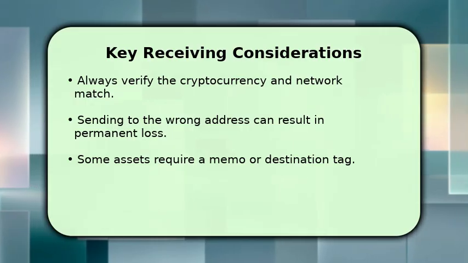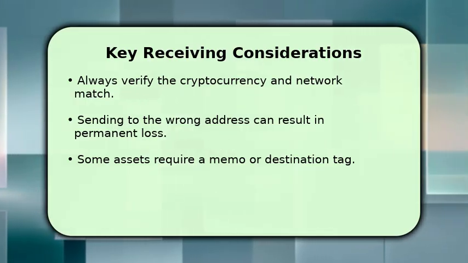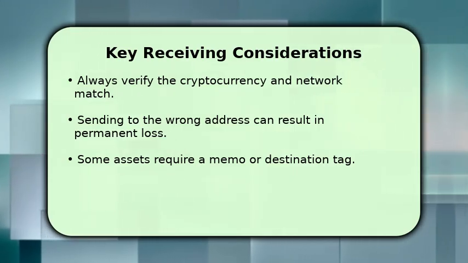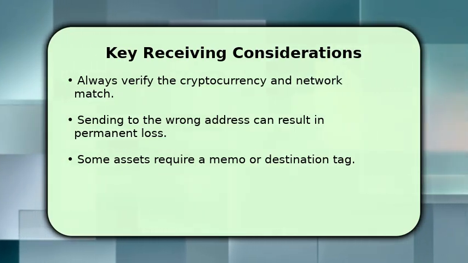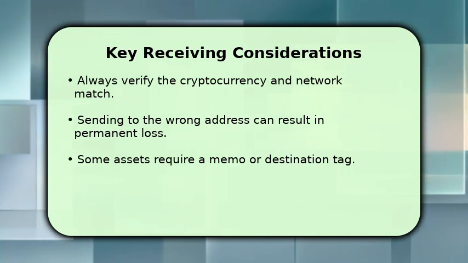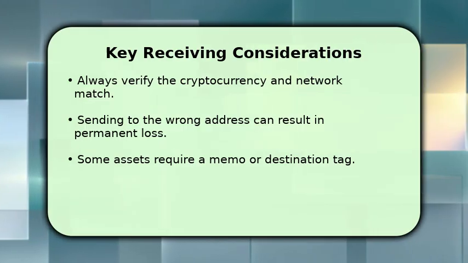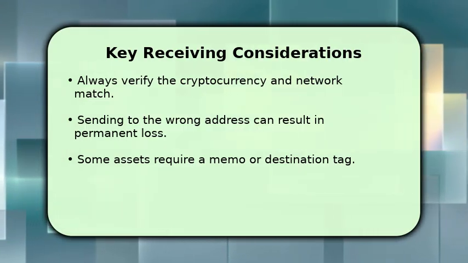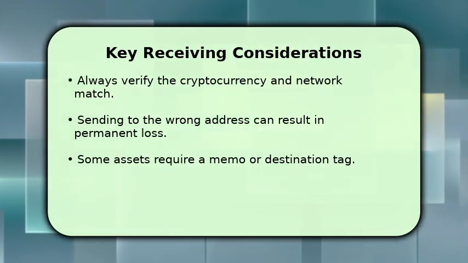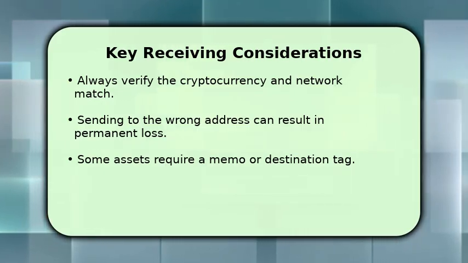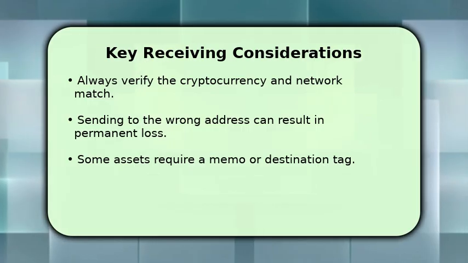It's incredibly important to verify that the cryptocurrency and network you've selected match what the sender is sending. For example, sending BNB on the Binance Smart Chain versus the Ethereum network requires different addresses. Sending funds to an incorrect address can lead to irreversible loss. Also, some assets like XRP need a memo or destination tag.